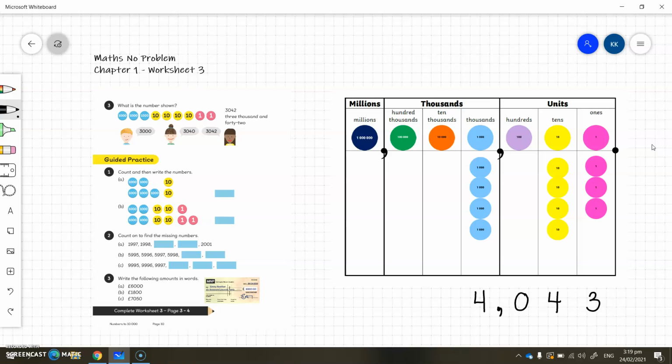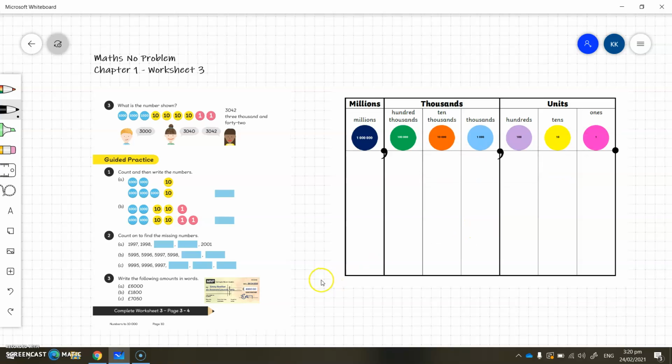Now I would like you to take just a minute to think, how would I read this number? If you're thinking 4,043, you're right. Well done. 4 in the thousands place, 0 hundreds, 4 tens, 3 ones. Excellent.